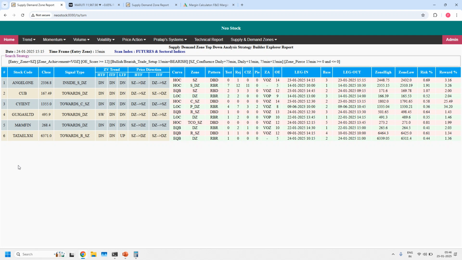Earlier, from the original list we got 16 stocks. From that, 11 stocks are having LTF and ITF confluence. And out of the 11, now these 6 stocks are having LTF, ITF and HTF zone confluence. What does it mean? This entry time frame 15-minute zone is part of the 75-minute zone, and both together are part of the daily zone.